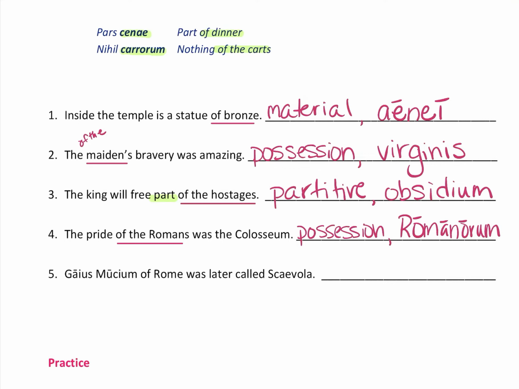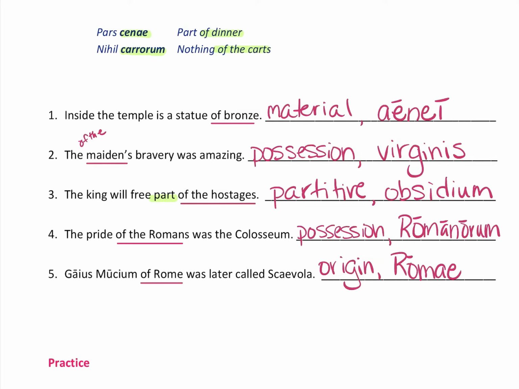And the last one, Gaius Mucius of Rome was later called Scaevola. Remember that? He was called Lefty because he got his right hand burned off. So we have here "of Rome." Where was he from? His origin was Rome. So we have genitive of origin, and then we have genitive singular, Romae. No, he's not a Roman. We're talking about Rome. So singular.